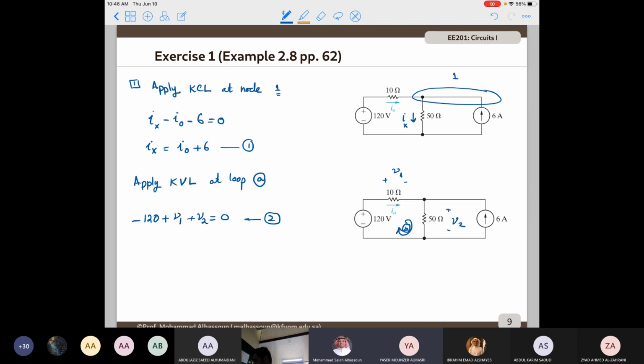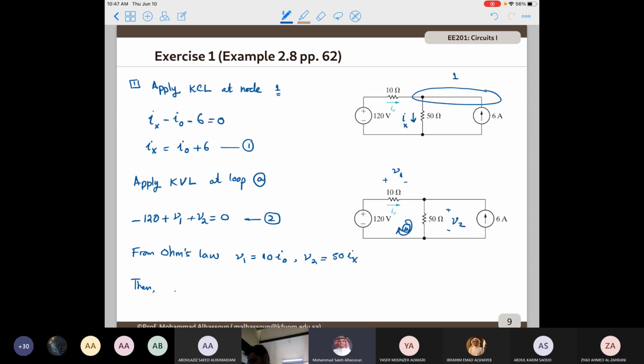Yes, we can probably use Ohm's law for V1 and V2, and put them in terms of resistor and current. Exactly. So V1 will be 10 I naught, and then V2 will be 50 Ix. Exactly. So now I can substitute.